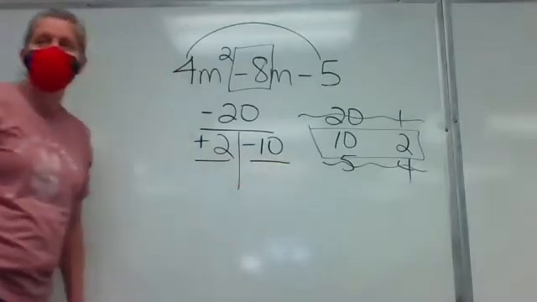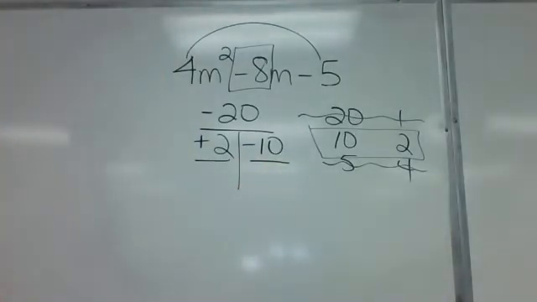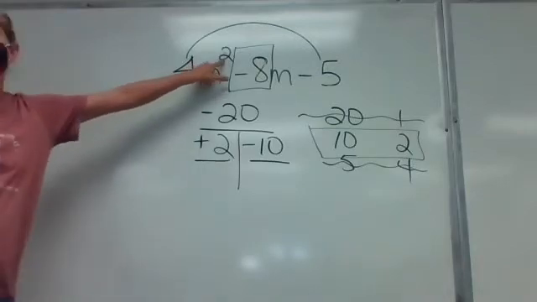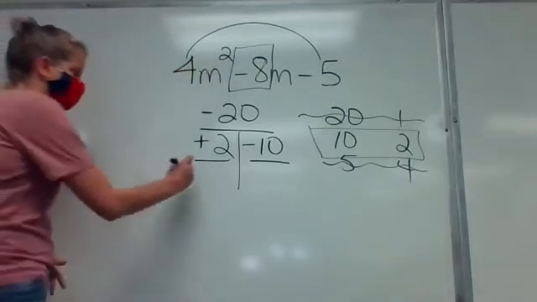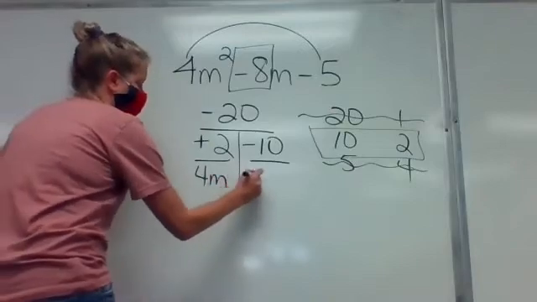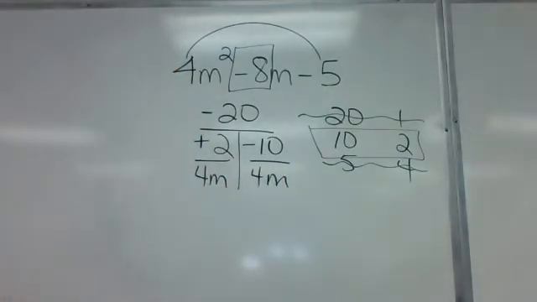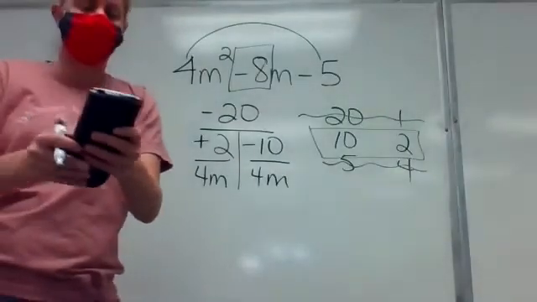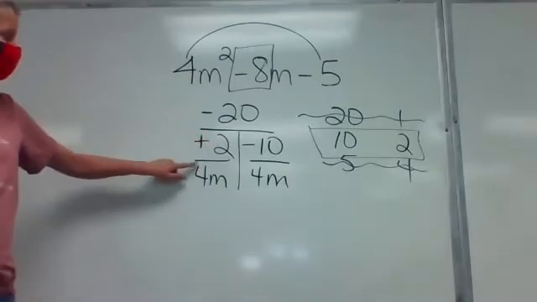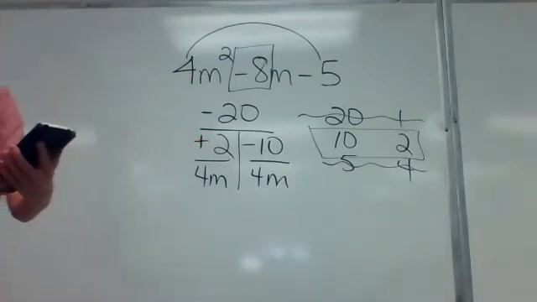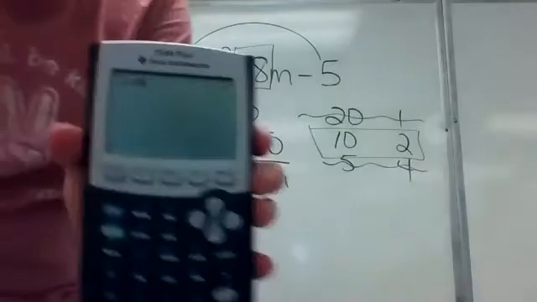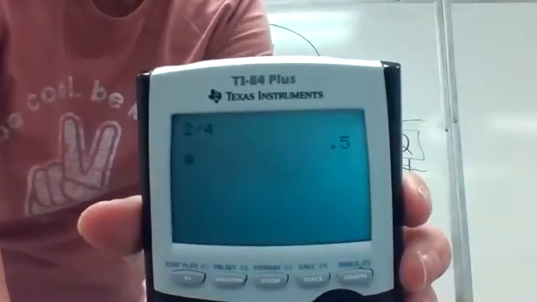Now, what are you going to put them both over? You just always put them over this first term, just without the squared. So you're putting them both over 4m. And we divide it by 4m. You're going to now reduce your fraction. Remember, if you're not good at reducing, your calculator will reduce for you. What can I do? 2 divided by 4. 2 divided by 4. Hit enter.